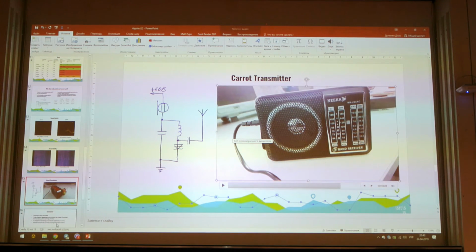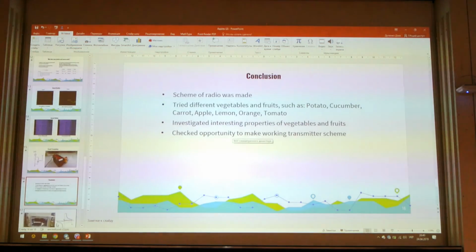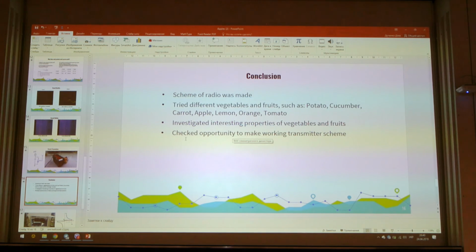And for the conclusions, I was very surprised that capacity could change with the frequency. I haven't heard of elements that behave like this before. And for me, it's still a question why it happens. But anyway, it was measured, it's a fact, and this is why some fruits can be used as radio, and some plants don't. Thank you.